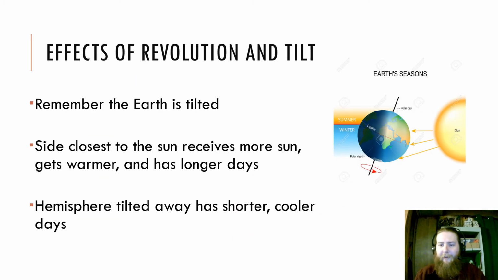So what are the effects of this revolution and tilt? Since the Earth is tilted, the side closest to the sun receives more sun. It gets warmer and has longer days. So this side that's tipped towards the sun has more daylight. This side tipped away has shorter and cooler days. So it's the Earth's tilt that determines the seasons, not how close we are to the sun. So when we said aphelion and perihelion are opposite for us, that's because even though we're furthest away, we're tilted towards the sun. So we're getting the most sunlight, getting heated up, and this is when we have summer.